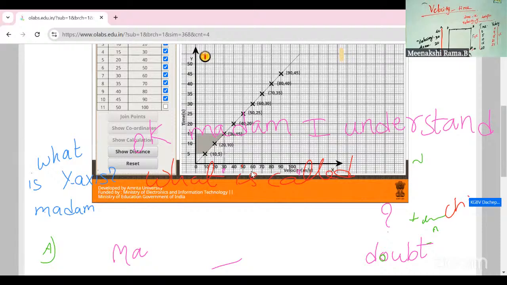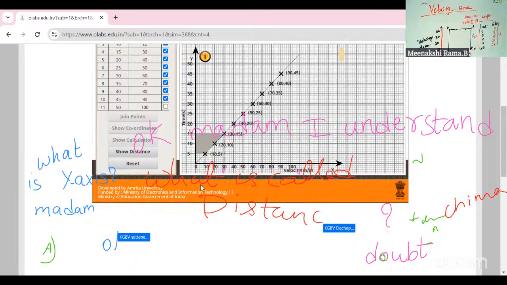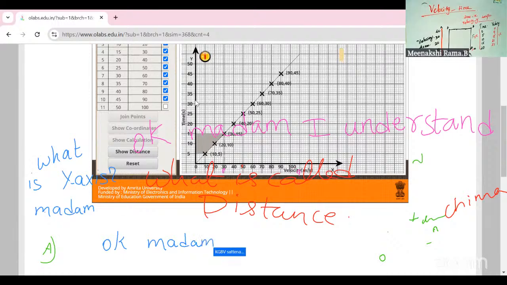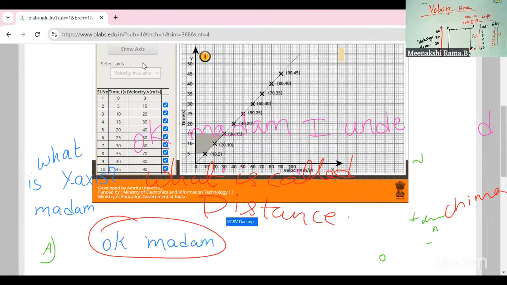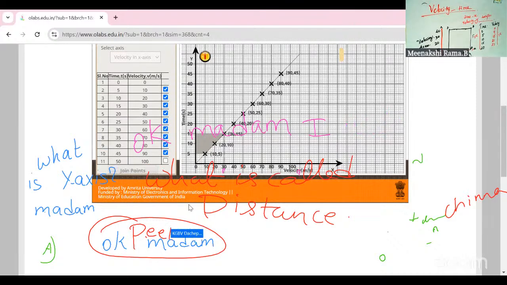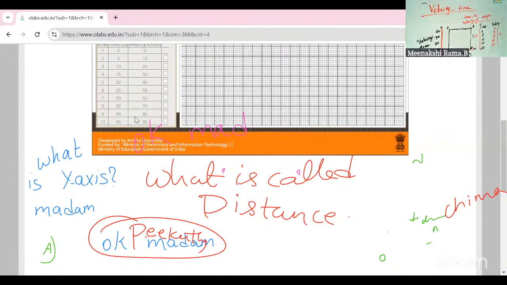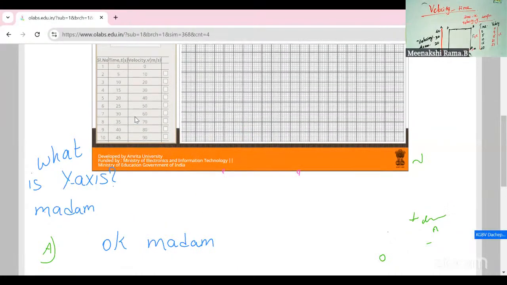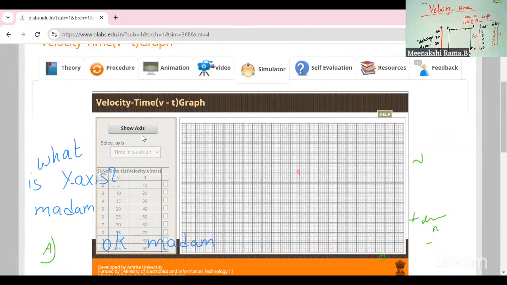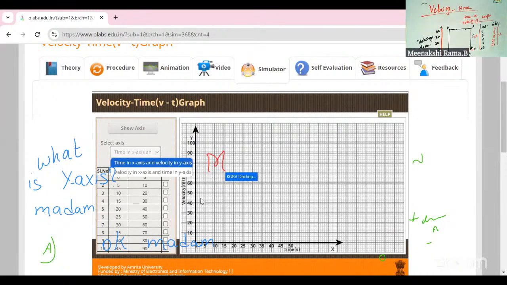Yes, he is asking what the x-axis and y-axis are. The time of the car we want to maintain here. That part is called the x-axis. This is the y-axis. The vertical line is the y-axis, the horizontal line is the x-axis. So here this is x and this is the y-axis. Time and velocity I am choosing.